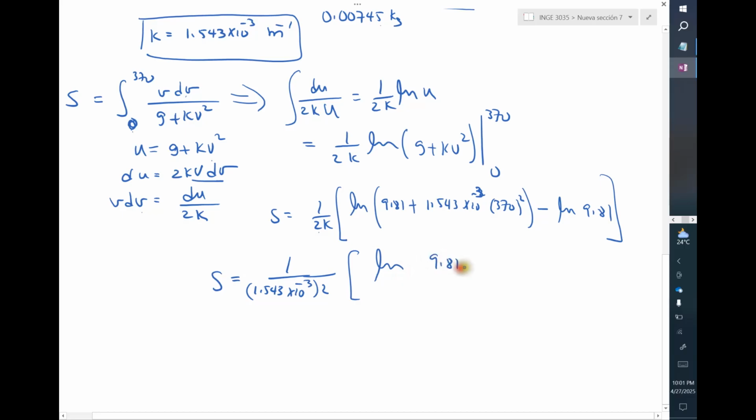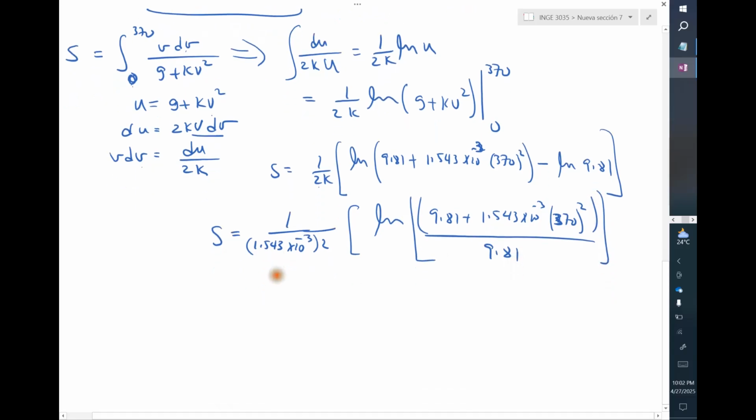that's going to be 9.81 plus 1.543 times 10 to the minus 3 times 370 squared, and all that over 9.81. So let's see, let's pull the calculator here.